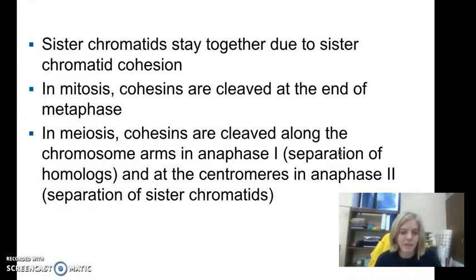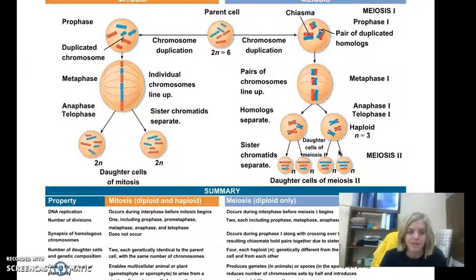In mitosis, those sister chromatids stay together until the end of metaphase. And in meiosis, they stay together until the end of anaphase 2. So they really are together for a major portion of the cell division. Here is a list, if you like it all in list form, of some of the similarities and differences between mitosis over here in the orange and meiosis over here in the purple.